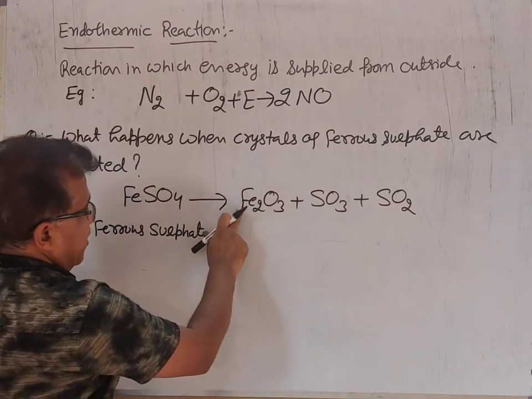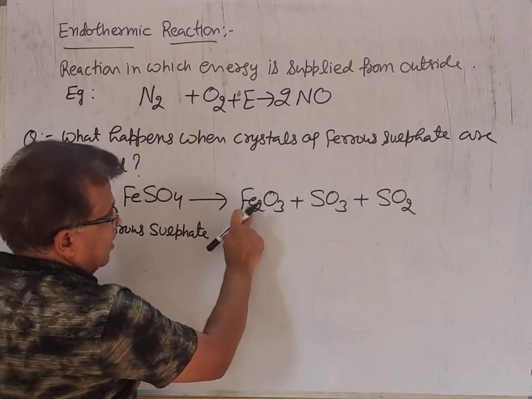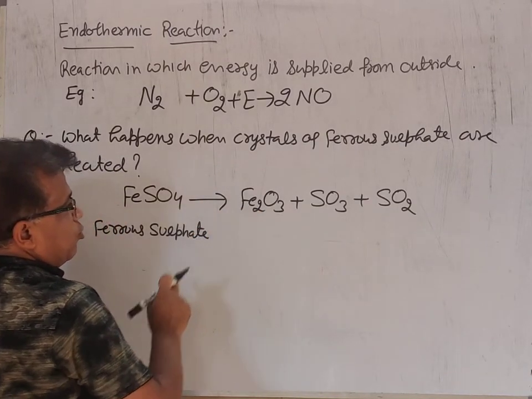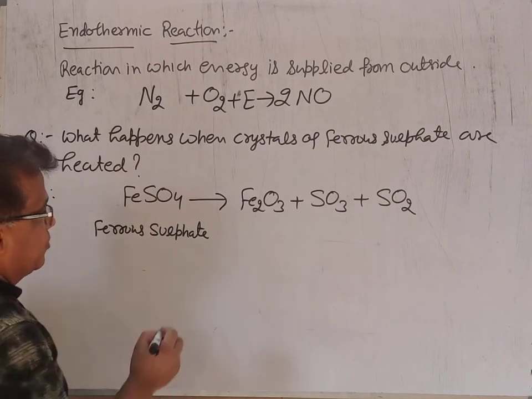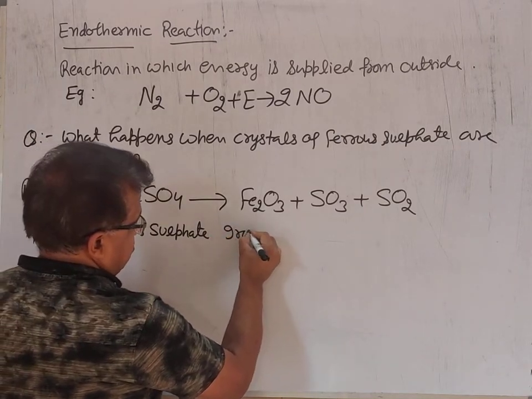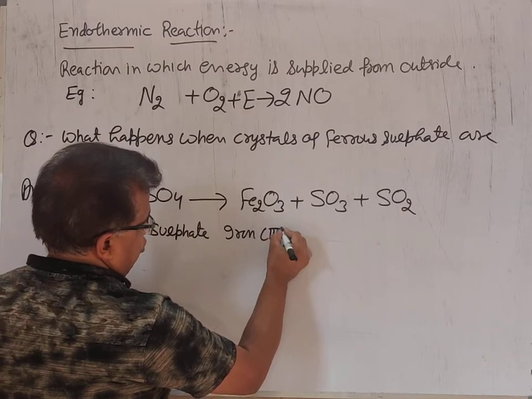Here the valency of iron is 3. So it is ferric oxide or iron(III) oxide.